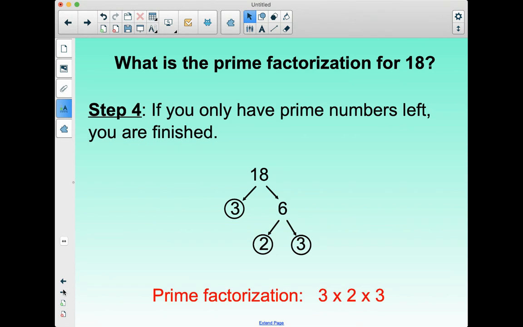Step 4 is if you only have prime numbers left, you are finished. So because I have the left side circled and I have the two factors for 6 circled, I'm going to stop. So my prime factorization for 18 is 3 times 2 times 3.